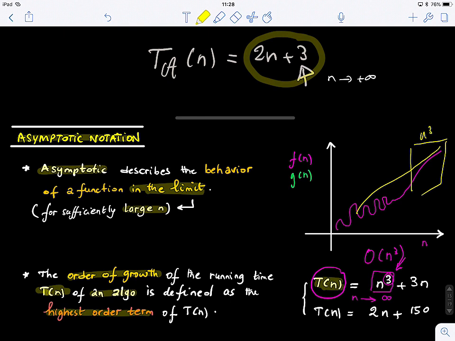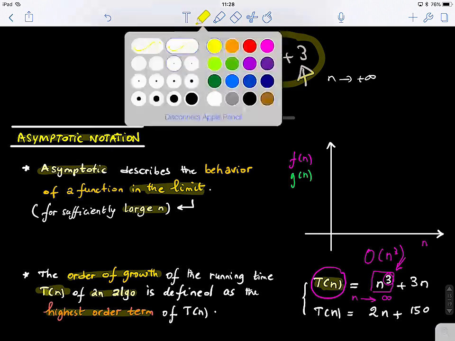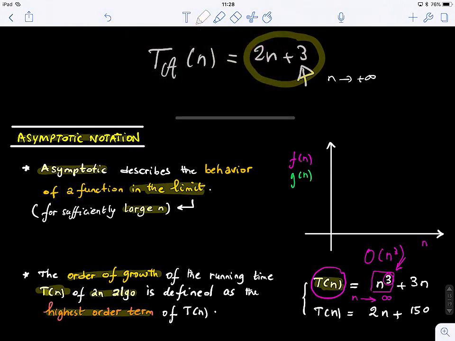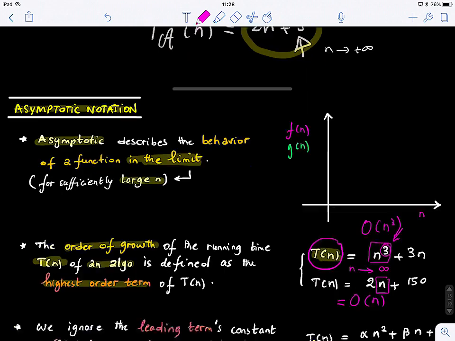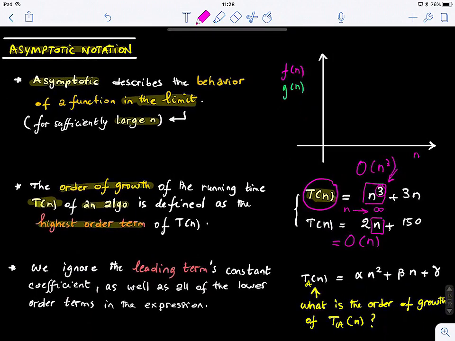So here, we have another example. Let's look at T(n) equals 2n plus 150. In this case, what is the highest order we have? It's just n, right? So in this case, we say that the order of growth of T(n) is in the order of n, because that's the largest variable we have. Do you guys have any questions? Okay, so now let's look at another example.